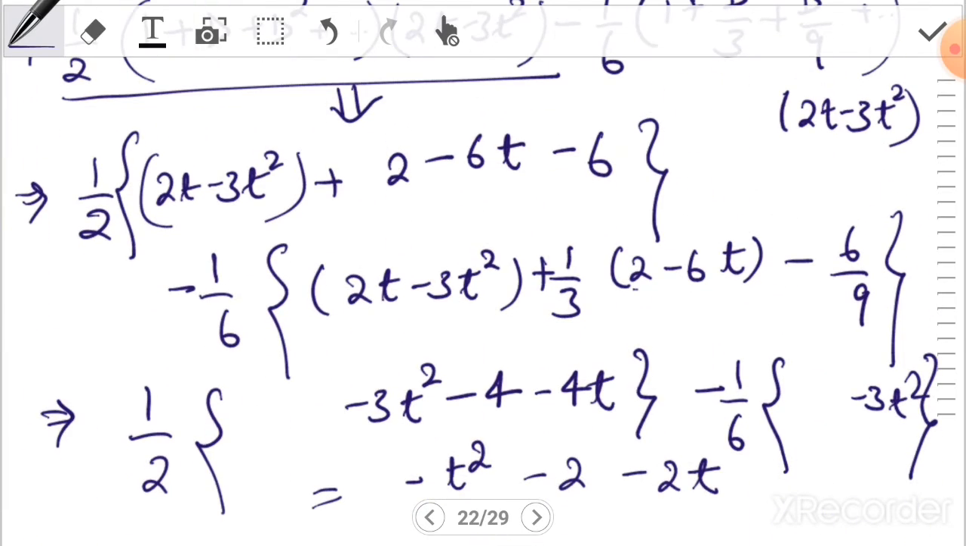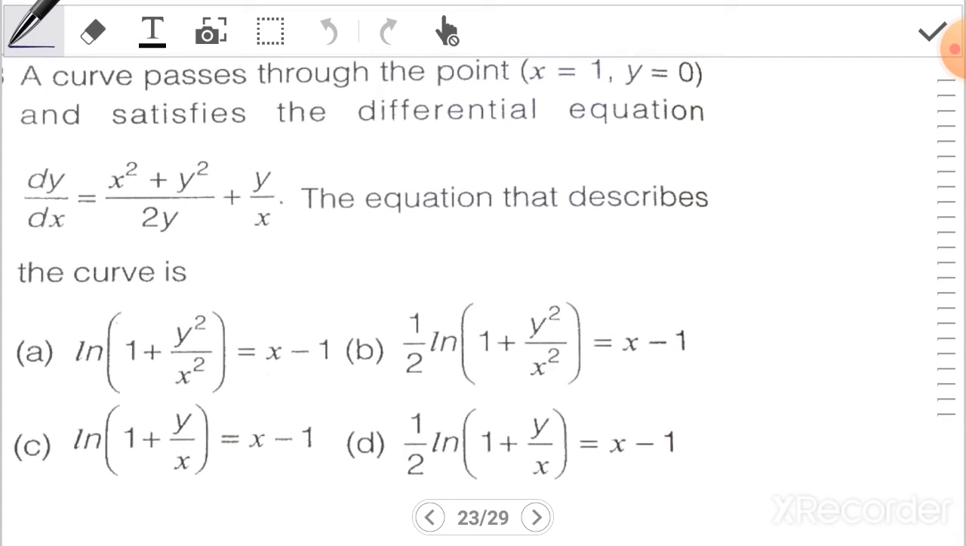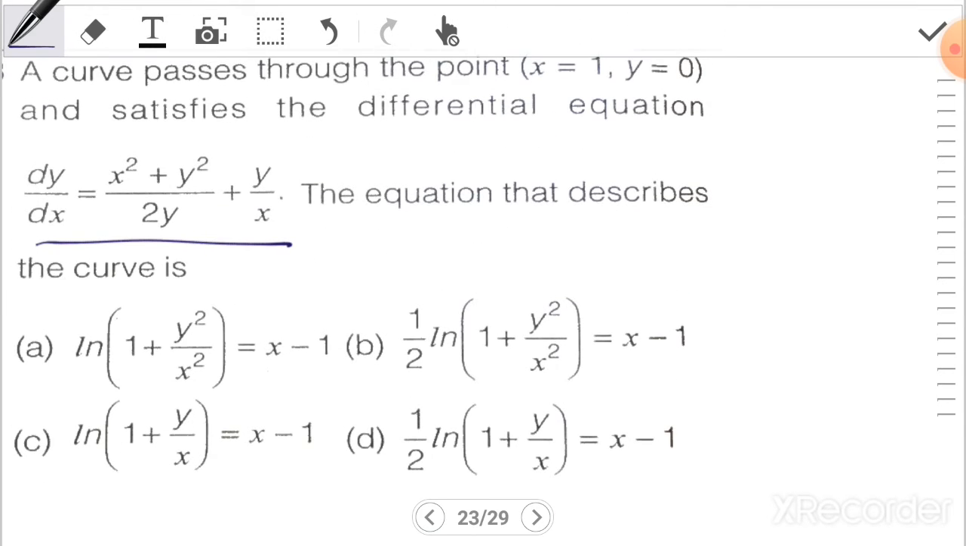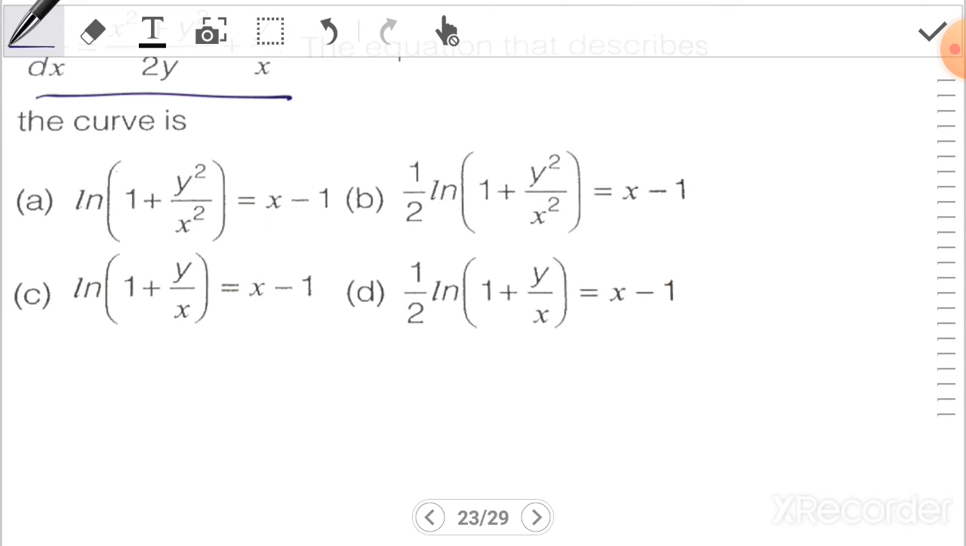Okay, let's see the next question. A curve passes through the point x is equal to 1, y is equal to 0 and satisfies the differential equation. The equation that describes the curve is: dy by dx is equal to (x square plus y square) by (2y plus y by x). This is clearly homogeneous, so we can put y is equal to vx.